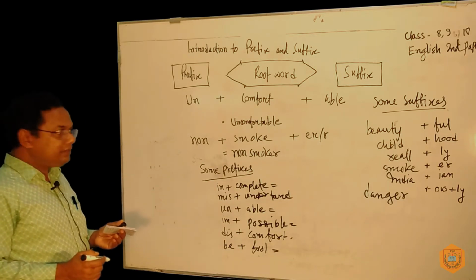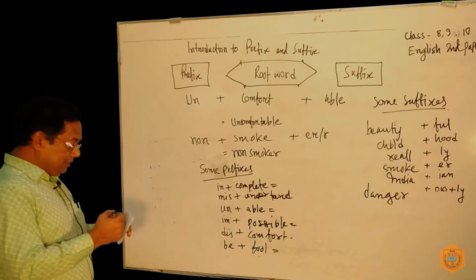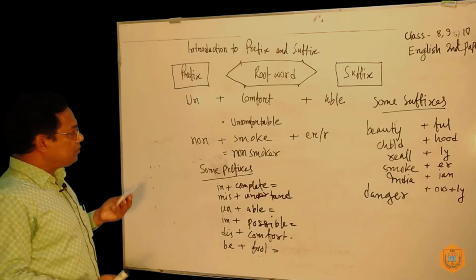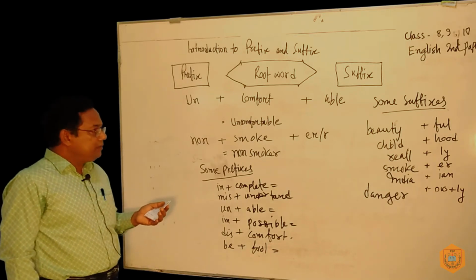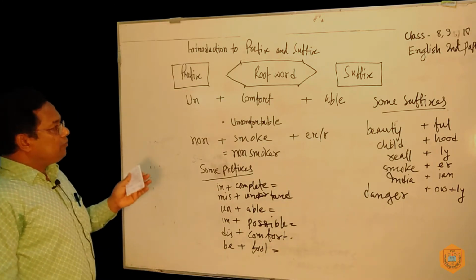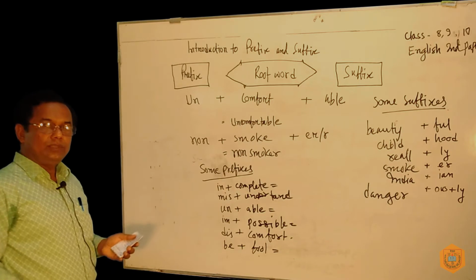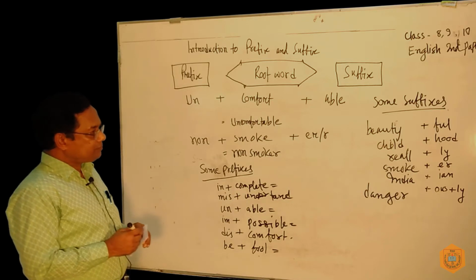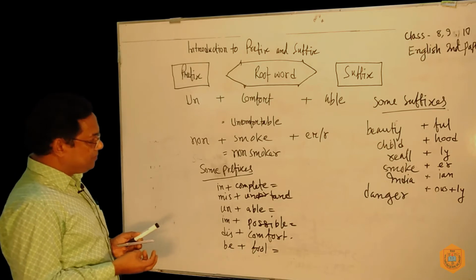So prefix and suffix are important in our English to develop our vocabulary and stock of words. And we know that parts of speech are of 8 kinds. If we use prefix and suffix, we can make 4 types of parts of speech, like noun, verb, adverb and adjective.